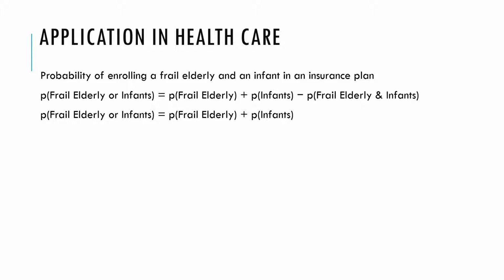Probabilities can be applied in healthcare, where we consider the possibility of enrolling a frail elderly person or an infant in an insurance plan. Since being a frail elderly person and being an infant are mutually exclusive, the probability of being both frail elderly and an infant is 0, so the probability of enrolling a frail elderly person or an infant in the plan will be the probability of frail elderly plus the probability of infant.